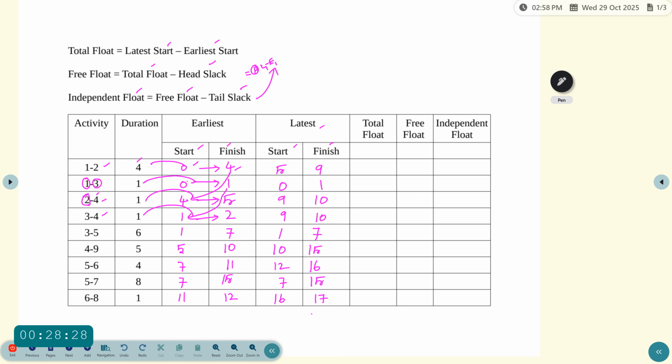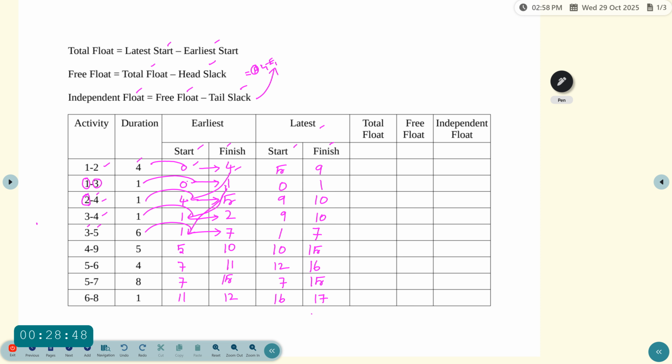Similarly, next event 3 to 4. So 3 to 4 and then finish value in 3. So every finished value in 3, which is 1. Again 1 can be written in this activity and then adding with the duration 6, we have 7.